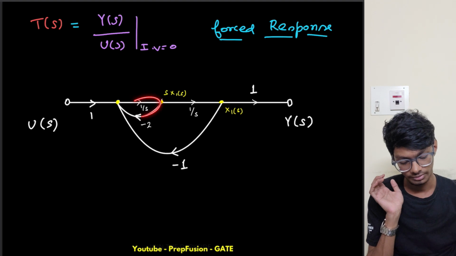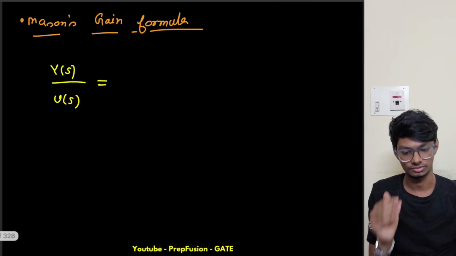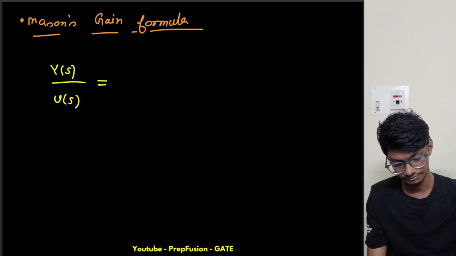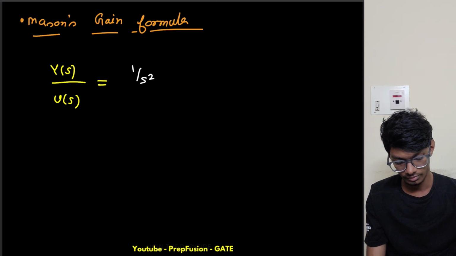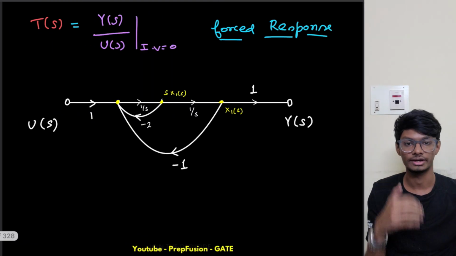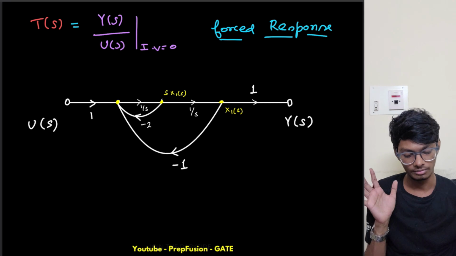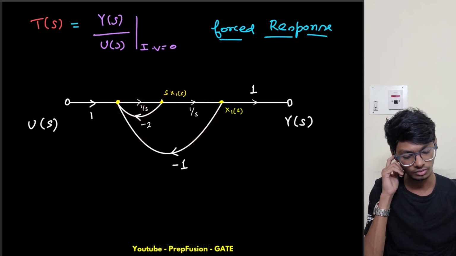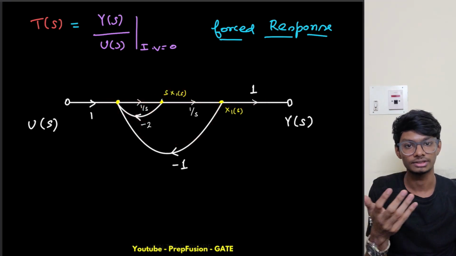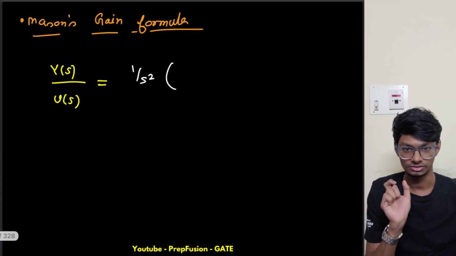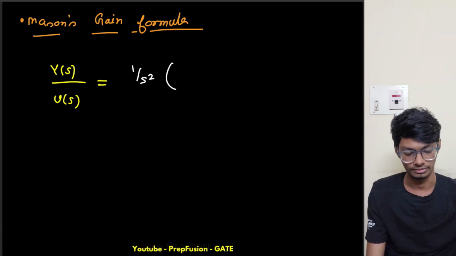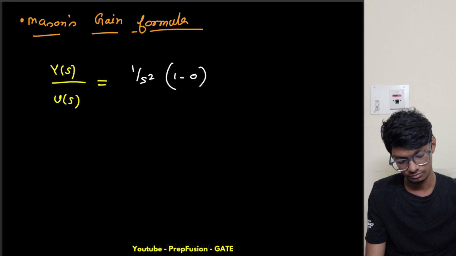It is 1 by s times 1 by s, so it is 1 by s square. Now do we have any isolated loops? No, because we have only these two loops, and these two are touching the forward path itself. So our associated loop gain will be 1 only, so it is 1 minus 0.